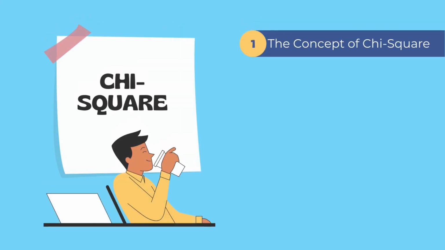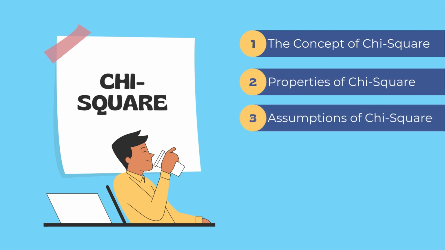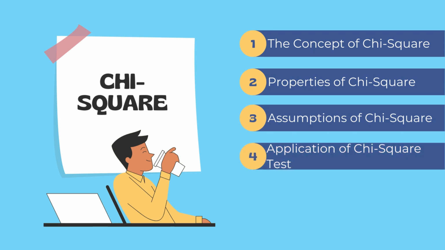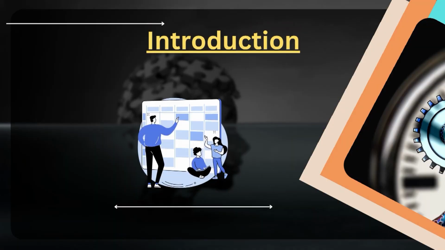As we are going to understand thoroughly about this test in the current session, we will try to understand, as I said earlier, the concept of chi-square, properties of chi-square, assumptions of chi-square, applications of the chi-square test and limitations of this statistical tool. So let us go through the introduction part of this statistical tool.